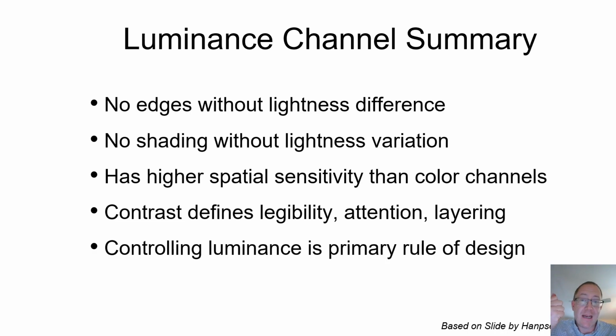It also has higher spatial sensitivity than color channels. We see spatial information, we see shape with brightness, not with hue, not with color of the rainbow, but with brightness. It allows for legibility, for attention, and for layering, and it is one of our primary design rules. You do not play around with just the hue and ignore the luminance. The luminance tells you how to differentiate things. Not only because some people are red-green colorblind, but because luminance is so important for how we see things. It is something to really pay attention to.